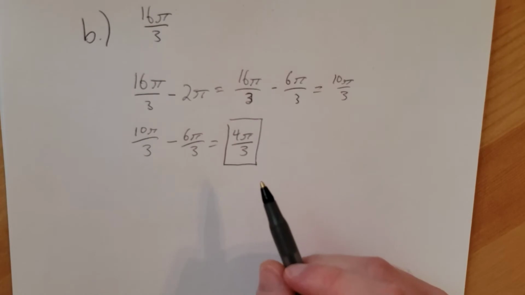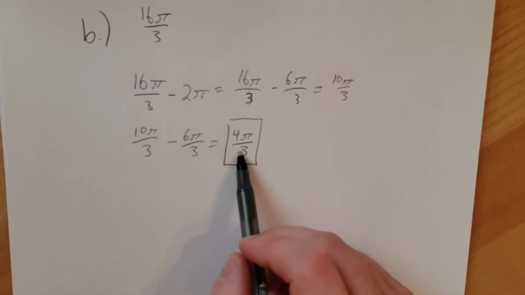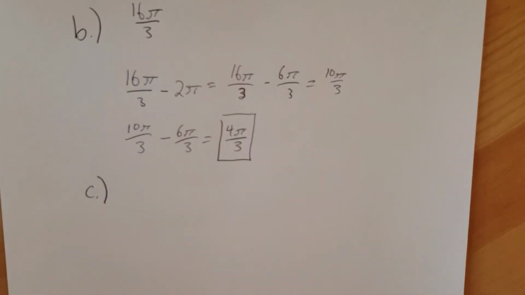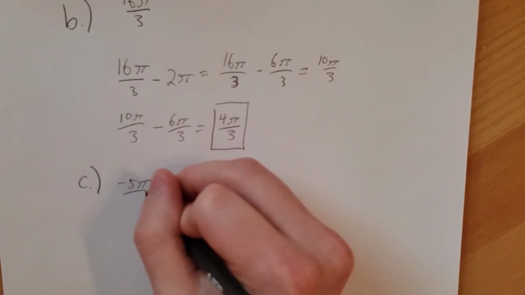Or if we'd asked about degrees, then between 0 and 360 degrees. So be aware of that. It's a little different than how I asked the question here. Let's do one more example, and that is negative 5 pi over 3.